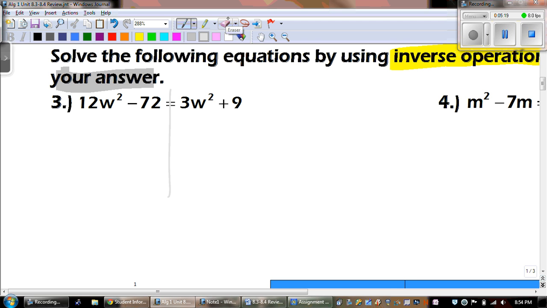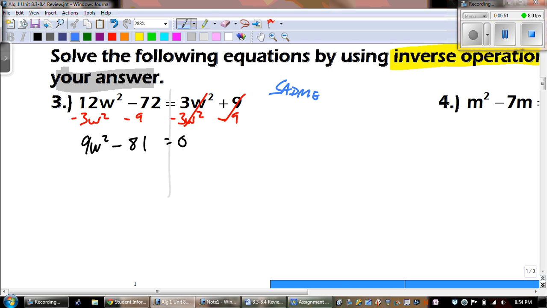Let's get everything to one side. I'm going to subtract the 3w squared because that 12w squared is much bigger. Everything on my right cancels, and we're left with 9w squared minus 81. Now, this can be solved by factoring. It can be, but we talked about how if we can solve by SADMAP, it is much faster. So we're going to use SADMAP, and we are not going to factor this.